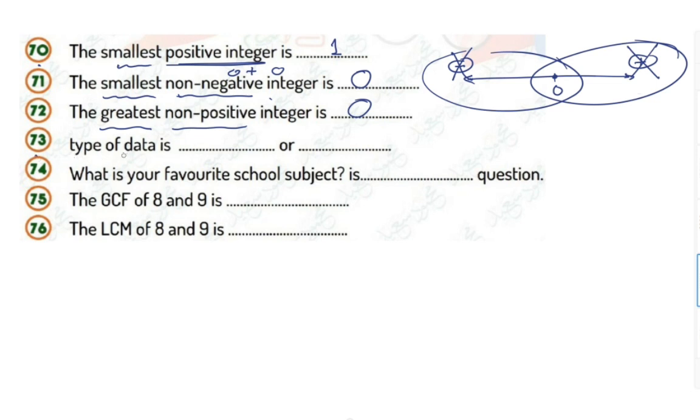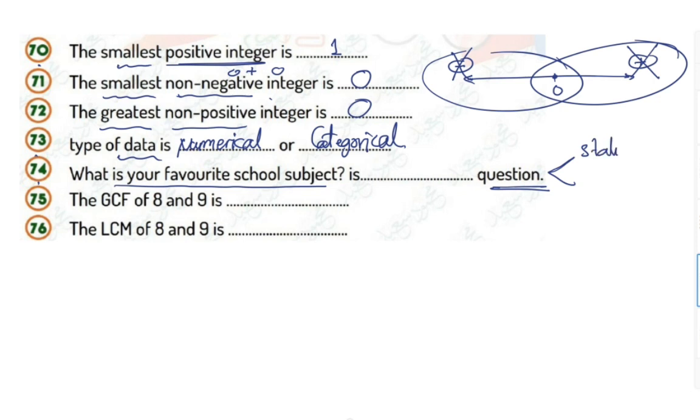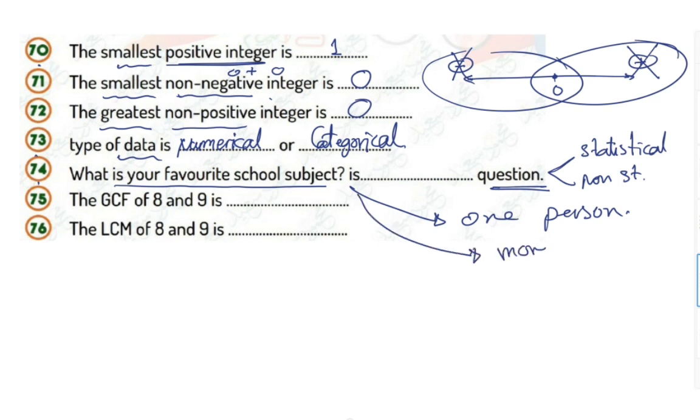73. Type of data. You have two types of data. Data may be numerical or what? Or categorical. 74. What's your favorite school subject? What kind of question? You have two kinds of question, statistical or non-statistical. Okay, look here. This question, you need to ask one person or you need to ask more persons.